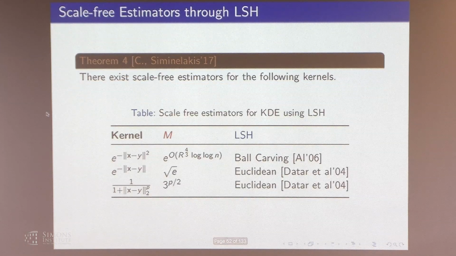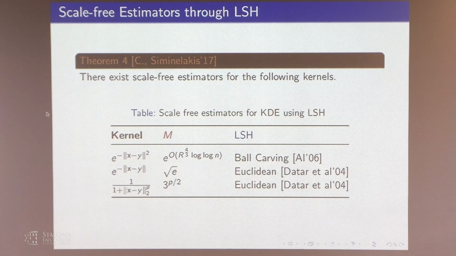Okay? And we can actually achieve this for all of these kernels that I mentioned before. For the Gaussian kernel, for the exponential kernel, and for the t-student kernel. We can actually achieve this, and this is by using standard LSH functions. So for the Gaussian, we use a locality sensitive hash function due to Andoni and Indyk, something called the ball carving hash function. For these, we use another one which was done earlier for Euclidean data sets. Okay. All right. So good.